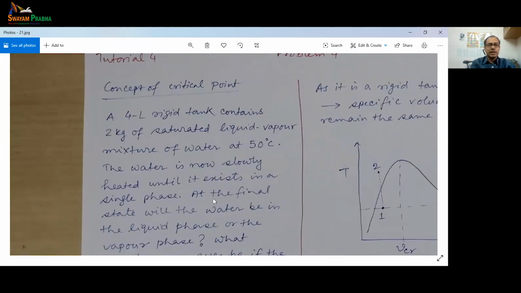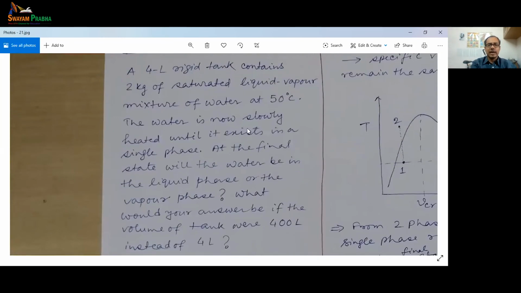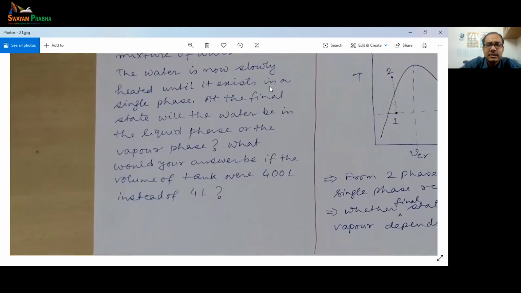So what's the problem statement? A 4-liter rigid tank contains 2 kg of saturated liquid water mixture. So it's a liquid-vapor mixture to start with, and the temperature is given to be 50 degrees centigrade. The water is now slowly heated until it exists in a single phase. So now from two phase you are taking it to single phase by heating it up. Now at the final state, will the water be in liquid state or in vapor phase? That's what the question is.